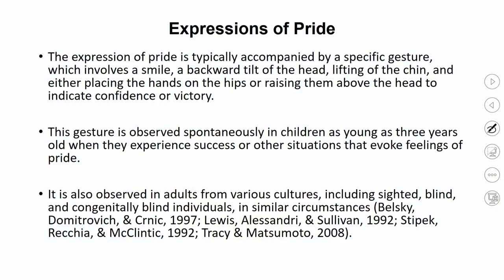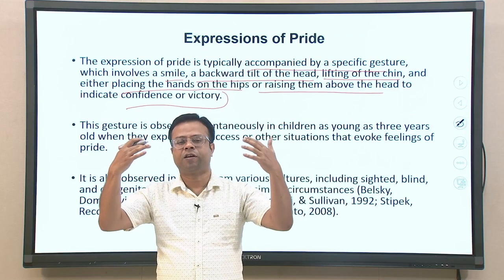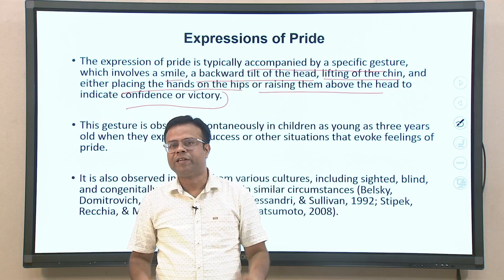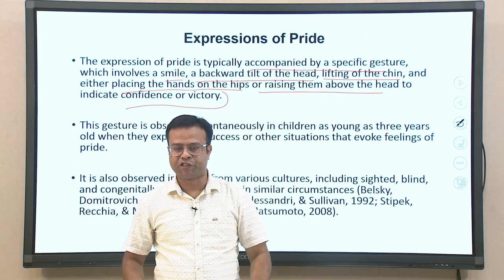So, the expression of pride is typically accompanied by gestures such as a smile, a backward tilt of the head, lifting of the chin, and either placing the hands on the hips or raising them above the head to indicate confidence or victory. These are some of the common gestures or expressions that are associated with the emotion of pride. People generally smile, because there is happiness out of whatever you have done. So, it indicates some kind of victory or some kind of sense of achievement and so on.